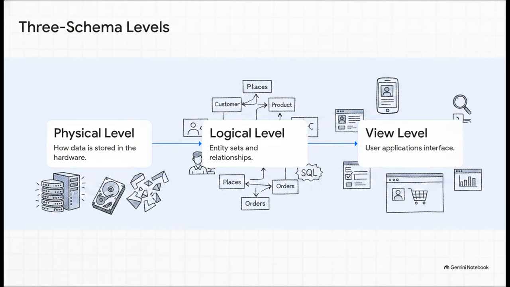Moving one step up, we hit Step 2, the logical level. This layer describes what data is actually stored. Think entity sets and relationships. If you're a programmer writing SQL, this is where you live. And finally, Step 3, the view level. This is the highest level of abstraction. It only shows a very specific part of the database through a user application. This level is built for you, the end user.